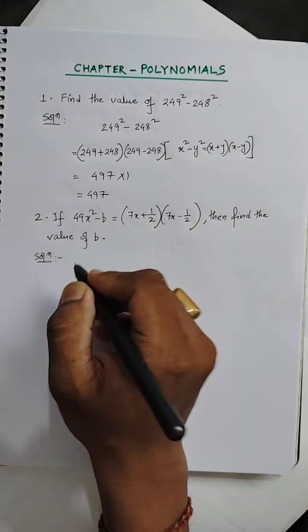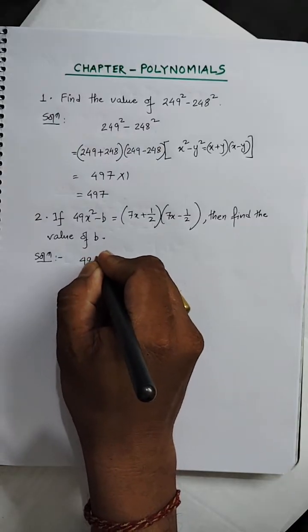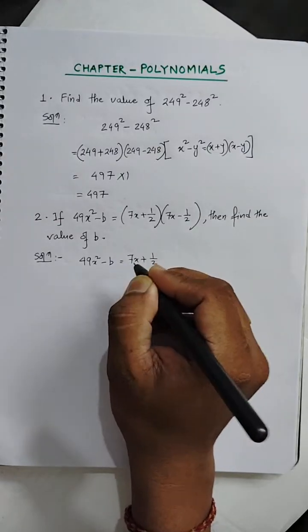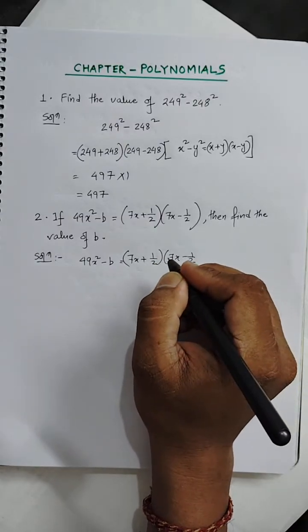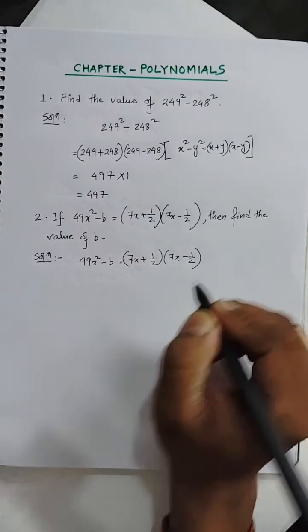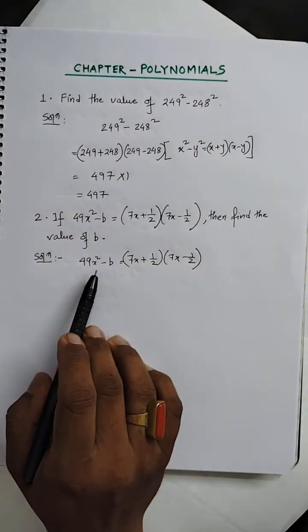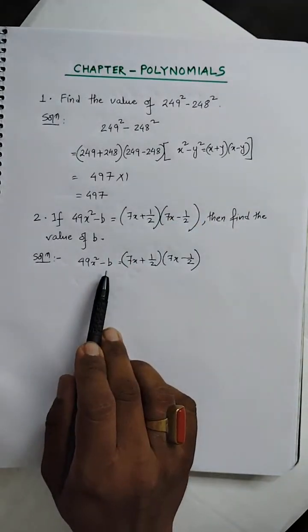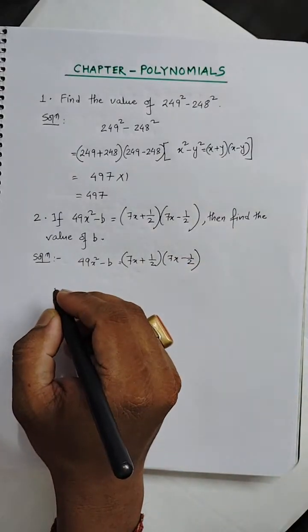So we have 49x square minus b. So let us write this first. 49x square minus b equals 7x plus half and 7x minus half. Now if we are going to break it up in this identity, we will need one square term here, is it? Because we have 49x square, but the b doesn't seem to be in the square form. So what we can do, we can rewrite this.